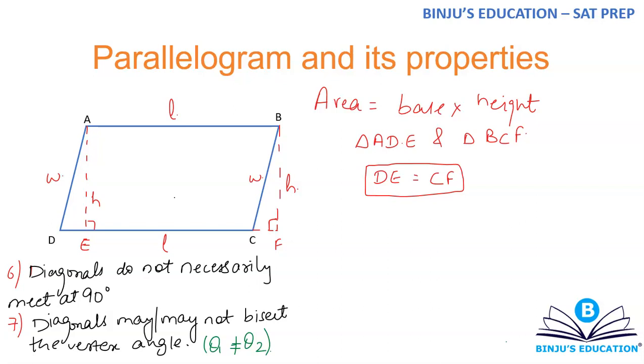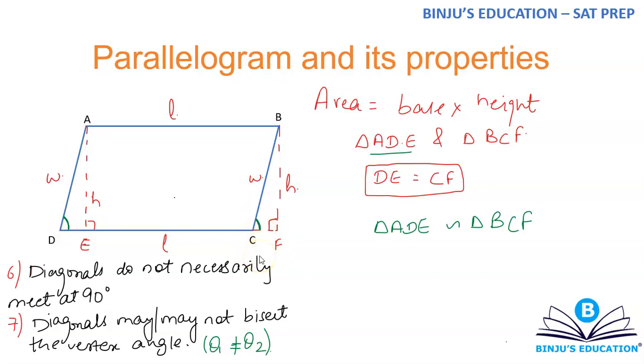Or you can say that they are similar and the ratio of the sides is equal to 1. So if they are similar, that means the corresponding angles have to be equal. So I can say triangle ADE is similar to triangle BCF, which means this angle is equal to this angle.